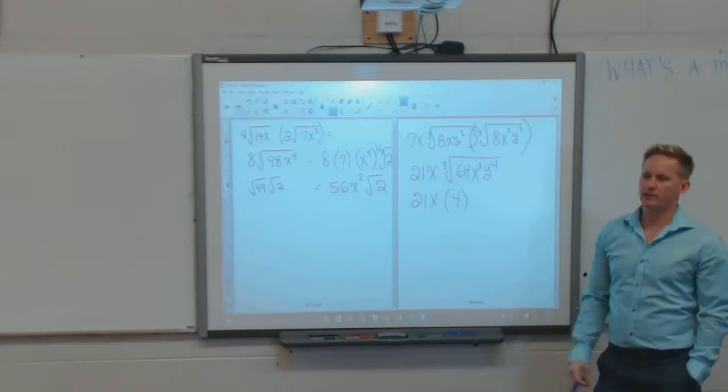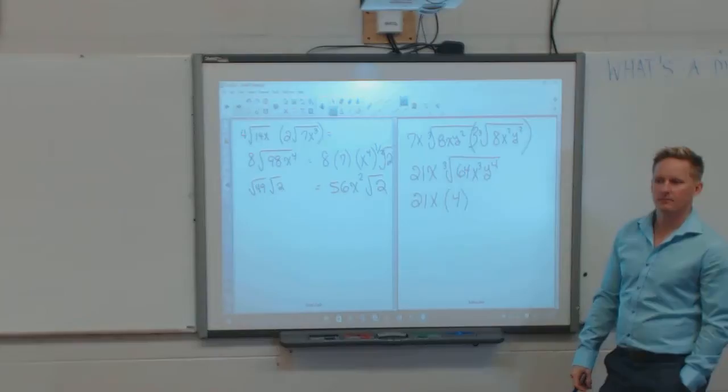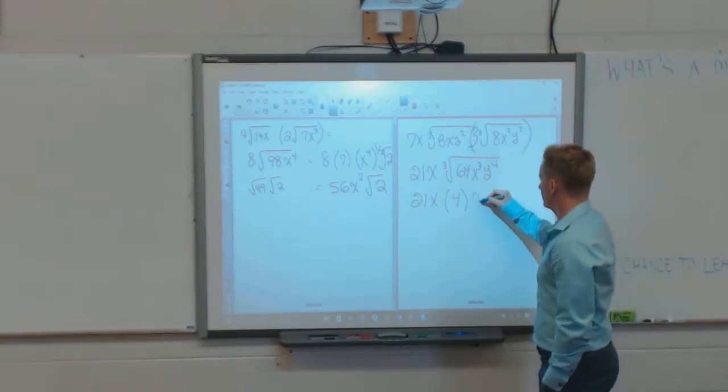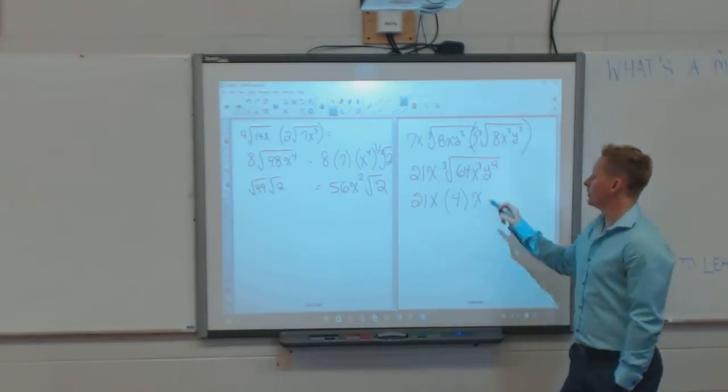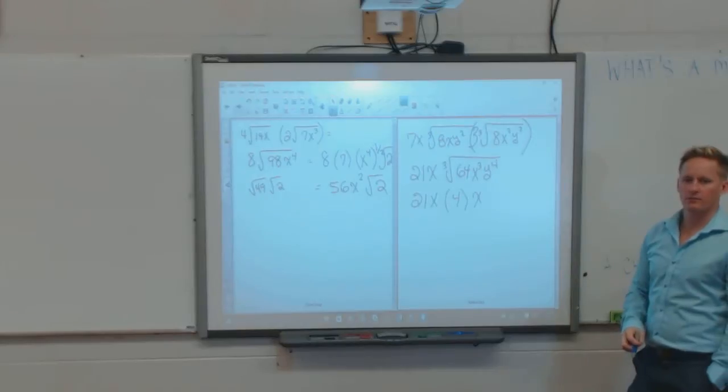What's the cube root of x cubed? Just x, sure. Put that in there. What's the cube root of y to the 4th? y to the 4 over 3.